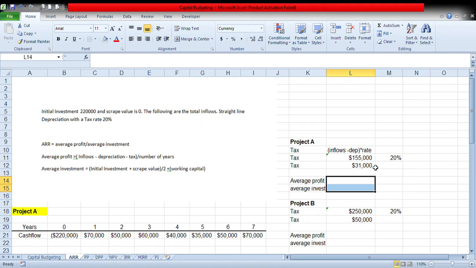Hello ladies and gentlemen, in this short video lesson I'm going to teach you about accounting rate of return, which is the non-discounting technique to evaluate capital budgeting.